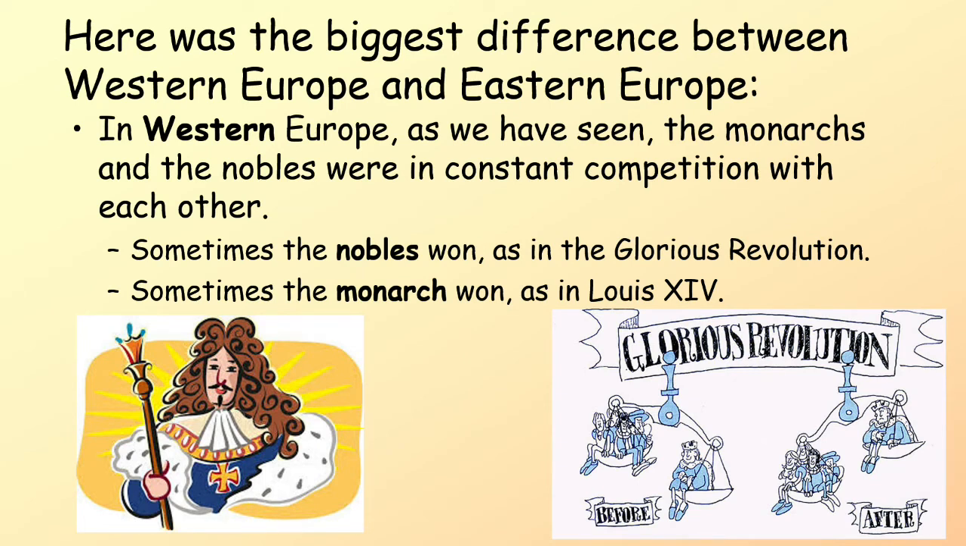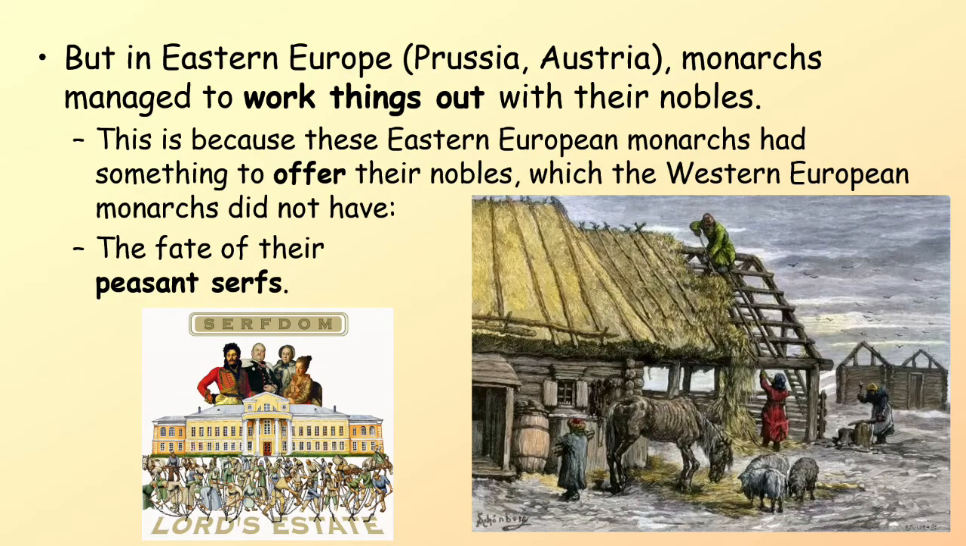But here was the biggest difference between Western Europe and Eastern Europe. In Western Europe, as we have seen, the monarchs and the nobles were in constant competition with each other. Sometimes the nobles won, as in the Glorious Revolution. Sometimes the monarch won, as in Louis XIV. But in Eastern Europe, in Prussia and Austria, monarchs managed to work things out with their nobles. And this was because these Eastern European monarchs had something to offer their nobles which the Western European monarchs did not have, and that was the fate of their peasant serfs.